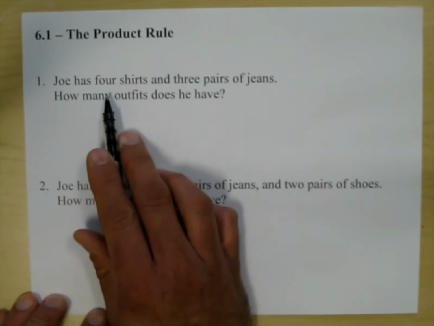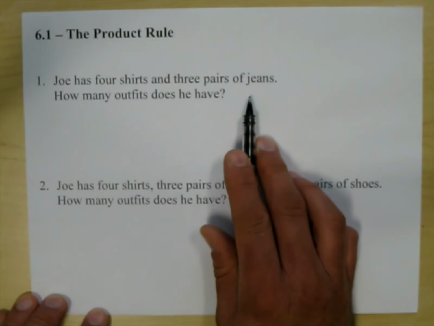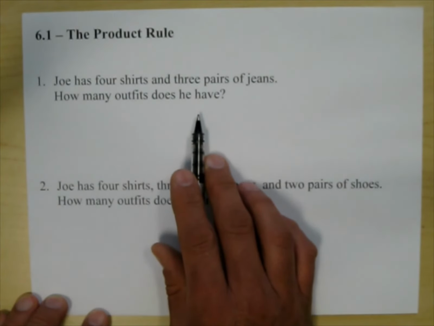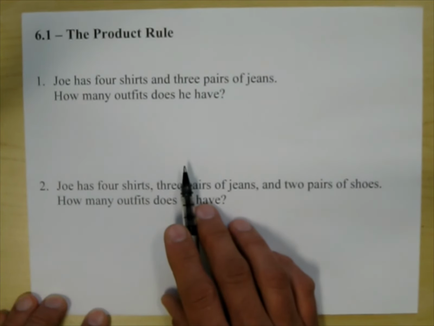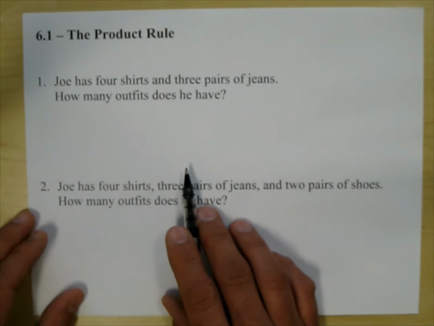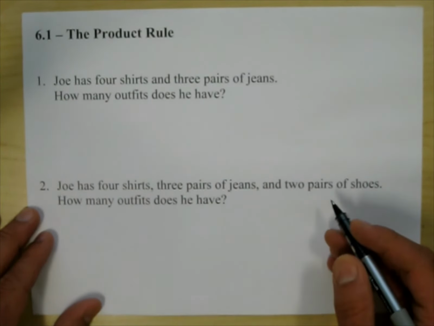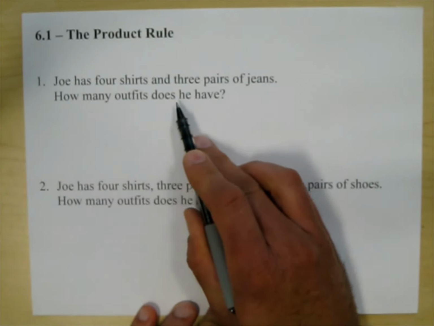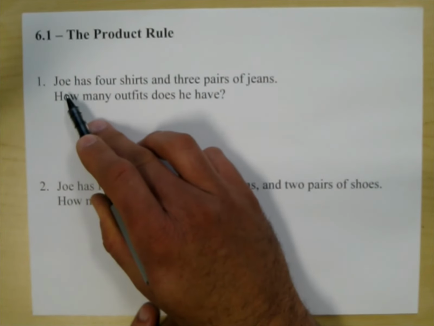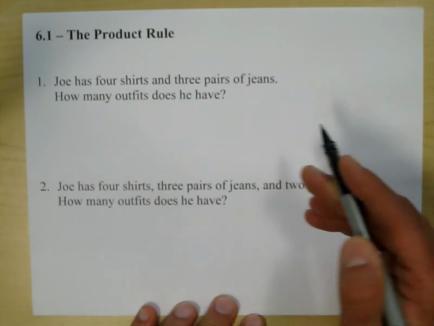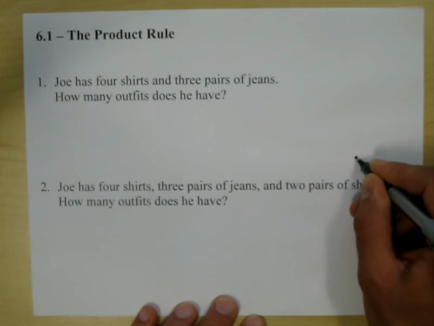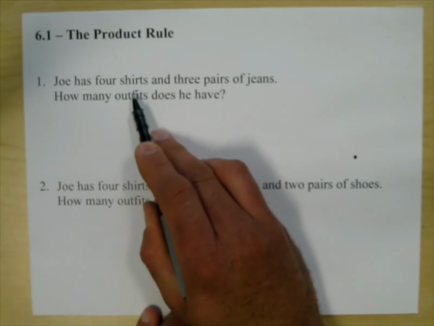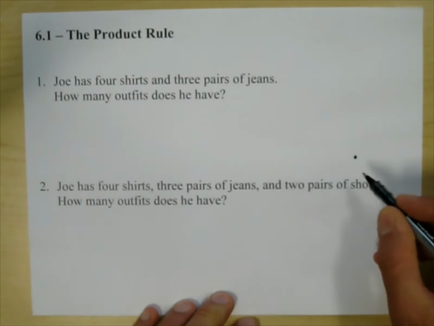Joe has 4 shirts and 3 pairs of jeans. How many outfits does he have? Okay, so how we're going to do this problem is we're going to show you something called a tree diagram. Joe has 4 shirts and 3 pairs of jeans. Obviously, this is talking about me. And so here I am. When I get up in the morning, I have 4 shirts to choose from.